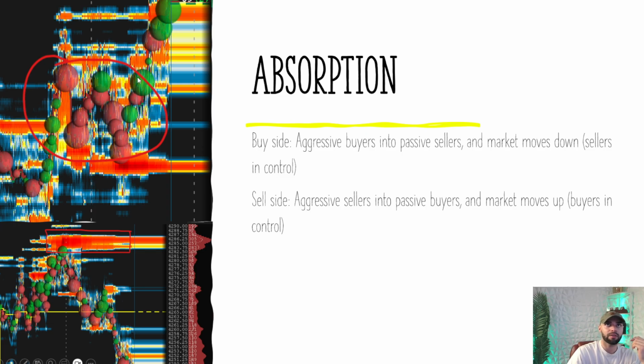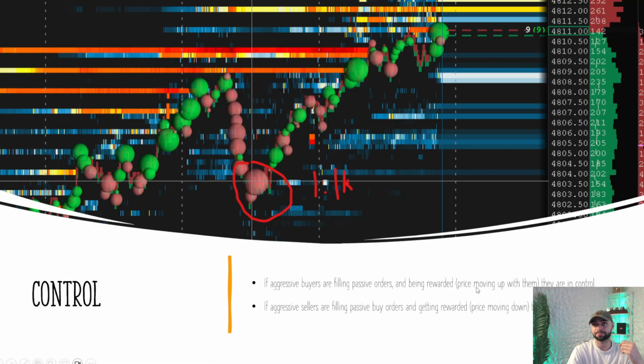And what happens after they're done, right? Buyers are still left over. Sellers are not strong enough to move price down, and price continues to move up. And then we see buyers start to fill all these offers and move up, up, up, and up, right? Very, very important to know here.